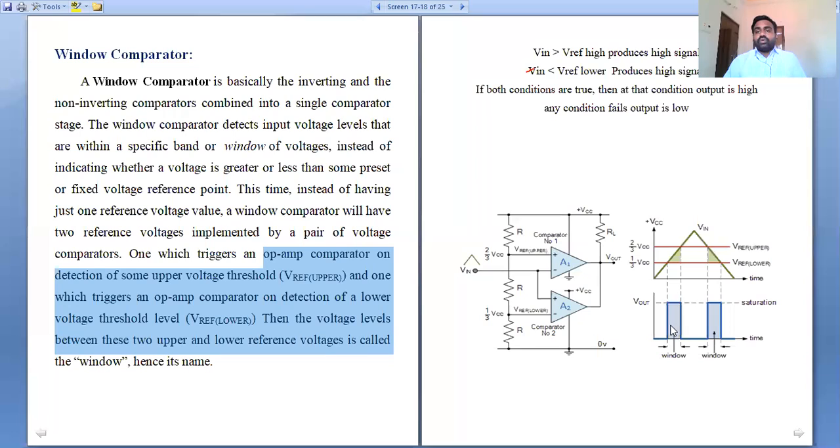That means if the input voltage is greater than the upper threshold value and the input voltage is less than the lower threshold value, if both conditions are true, only at that condition a window type of output saturation voltage exists. Okay, that is about the window comparator.